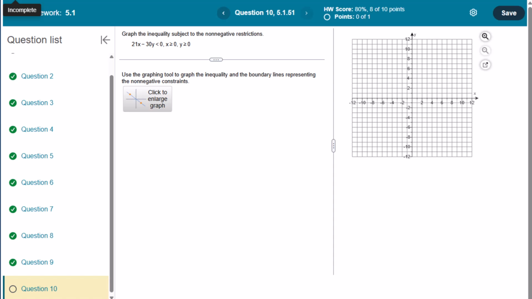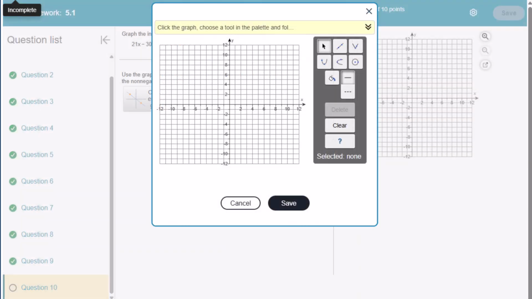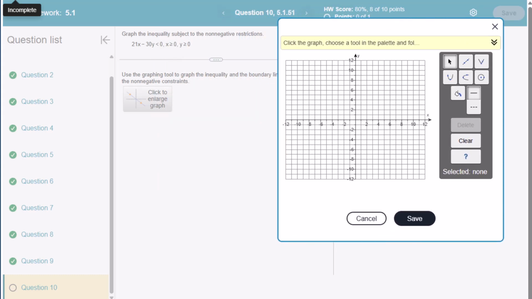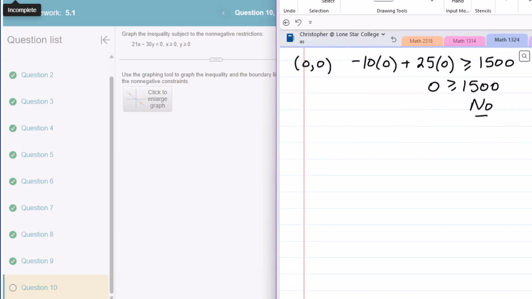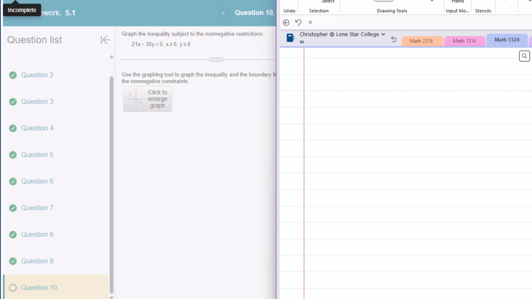Let's see, question 10. All right, question 10, I'm again here in quadrant 1. So let me get my lines going, because if I don't put these lines here, when you paint it with the paint can, it all leaks out. Let's see, I've got 21x minus 30y less than 0. Oh, it's a less than, so we're going to have a dotted line.